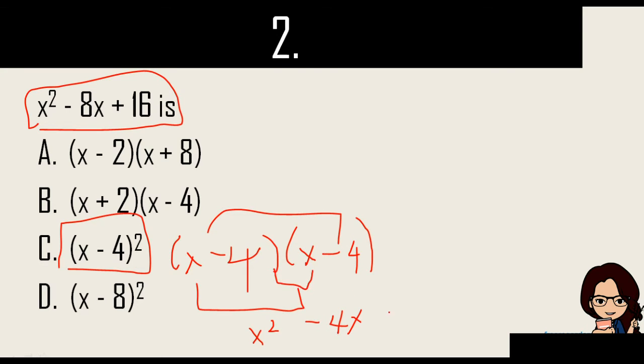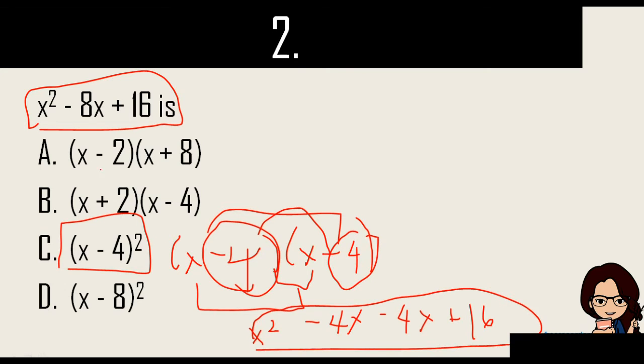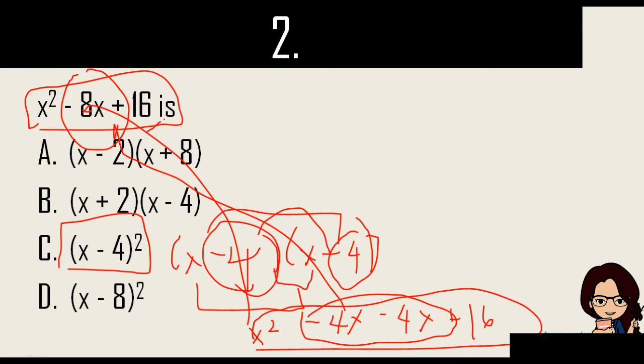Inside, which is also negative 4x. And then the last terms, you multiply those. Negative 4 times negative 4, which is 16. Now, looking at it right away, you know this is the answer because x squared, then negative 8x is basically negative 4x plus negative 4x, and 16. Okay?